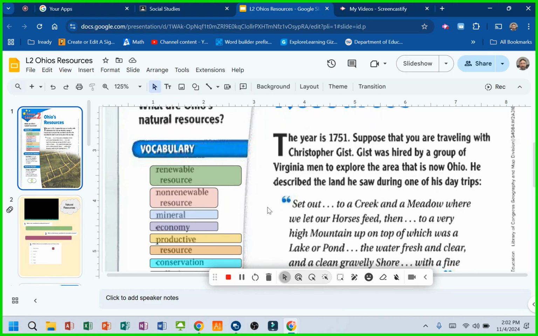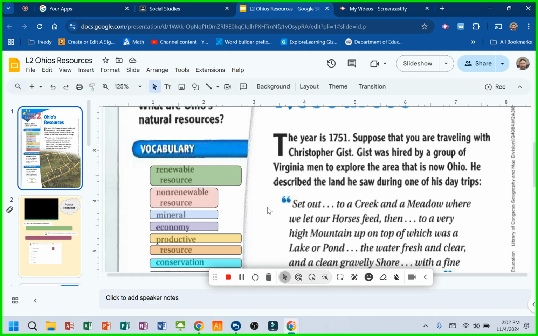The year is 1751. Suppose that you are traveling with Christopher Gist. Gist was hired by a group of Virginia men to explore the area that is now Ohio. Boy, I bet that was hard. No roads, no highways, right? Straight up hiking with everything you own, right?